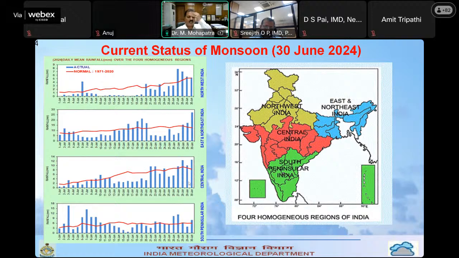Looking at Central India, you will find that rainfall activity picked up only from 21st June. And South Peninsular India was almost okay. On many of the days it was normal or above normal rainfall activity.